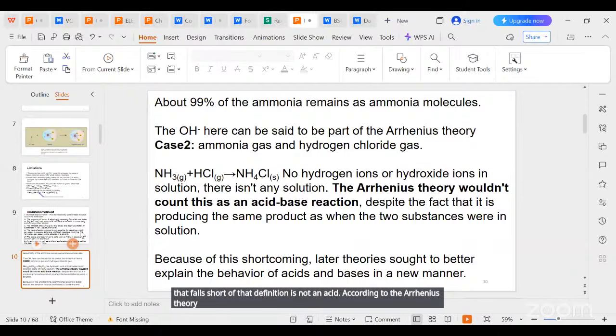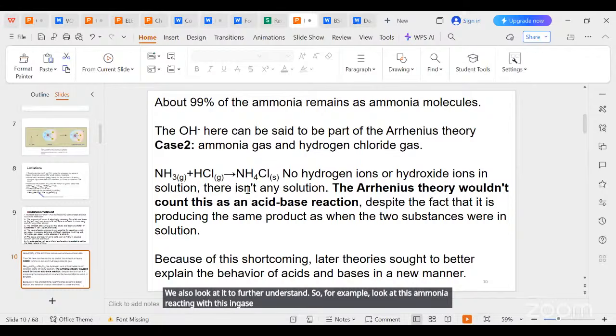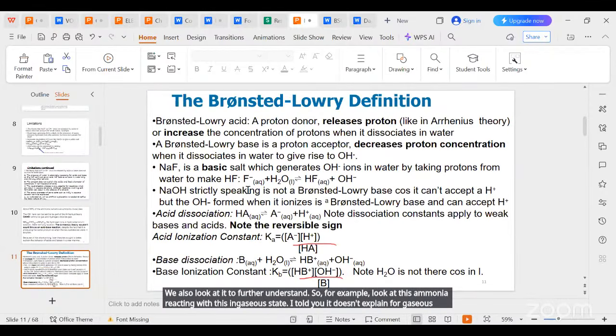And I've shown you six limitations of the Arrhenius theory. We want to look at it to further understand. So, for example, look at ammonia reacting in the gaseous state. I told you it doesn't explain gaseous substances. Let's go over to the Bronsted-Lowry theory.